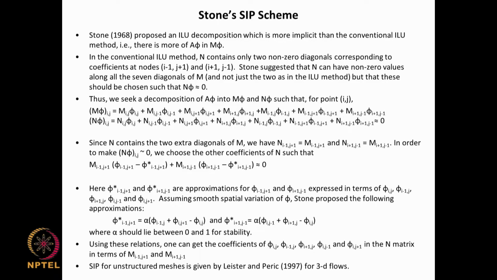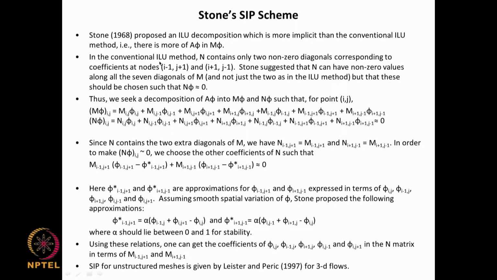So, this is where Stone stepped in, in 1968, and proposed an ILU decomposition which is more implicit than the standard ILU method, thereby making the convergence faster. Okay. So, what is that? How did he make this? So, we are looking at an incomplete LU decomposition in such a way that there is more of A phi in M phi. So, that is what it is.